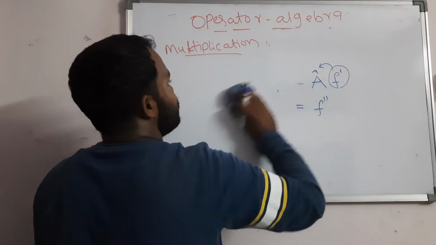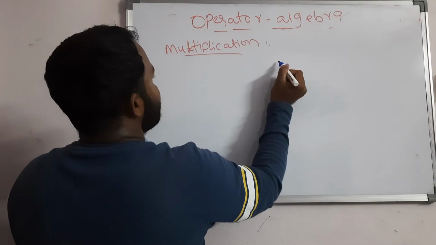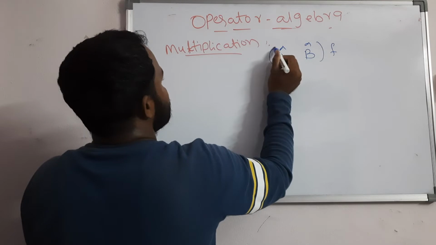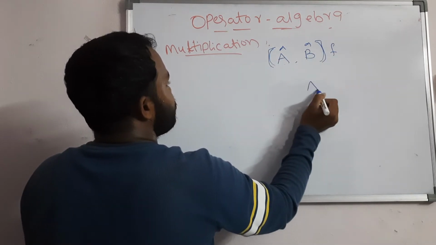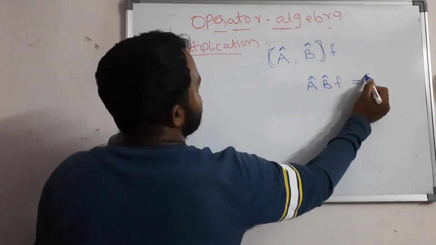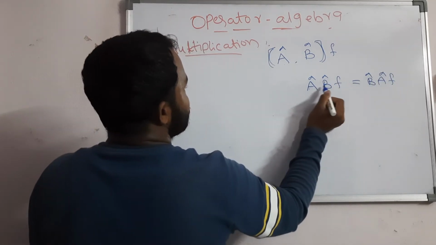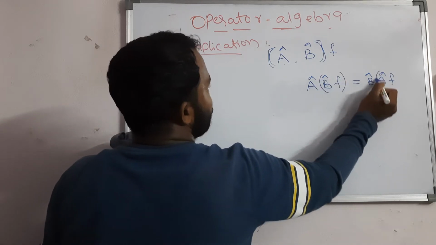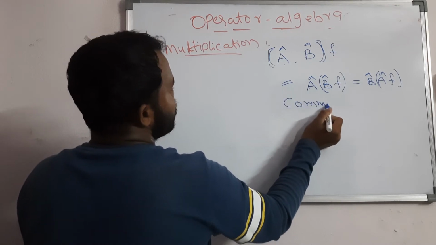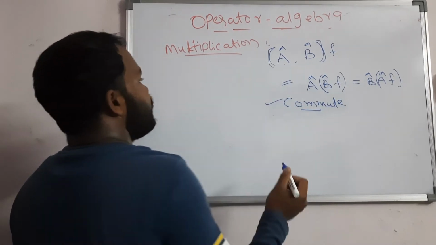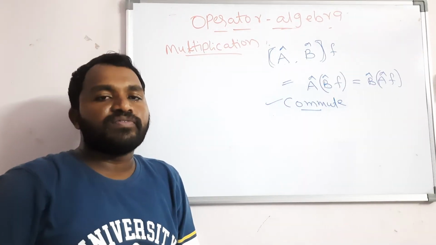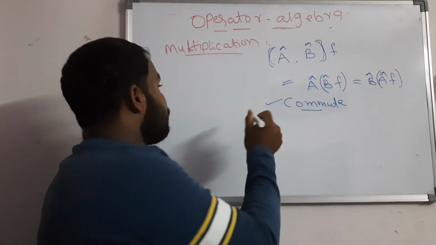We will see some points. For example, generally A cap into B cap into f is equal to B cap into A cap into f. If both are equal, we will say they commute. If A cap into B cap into f is equal to B cap into A cap into f, we say they commute with each other.